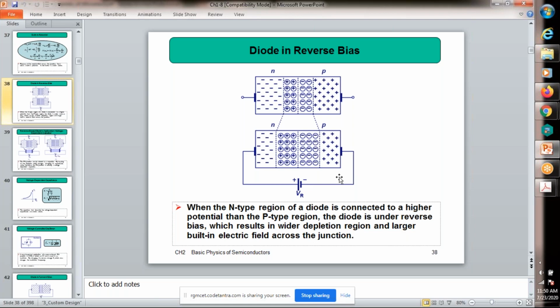Okay, in the last class we saw the reverse bias condition. What happens, whether the depletion region increases? If it increases, what are the applications of a reverse bias diode, right?